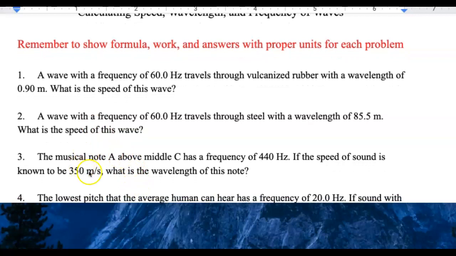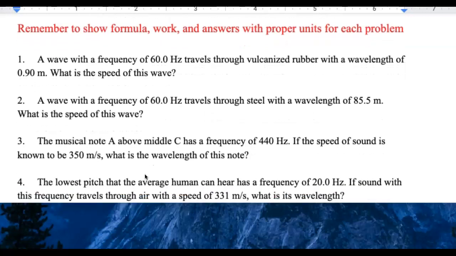And then we have problem number 3. The musical note A above middle C has a frequency of 440 hertz. If the speed of sound is known to be 350 meters per second, what is the wavelength? So there you're going to take speed and divide it by frequency to find the wavelength.